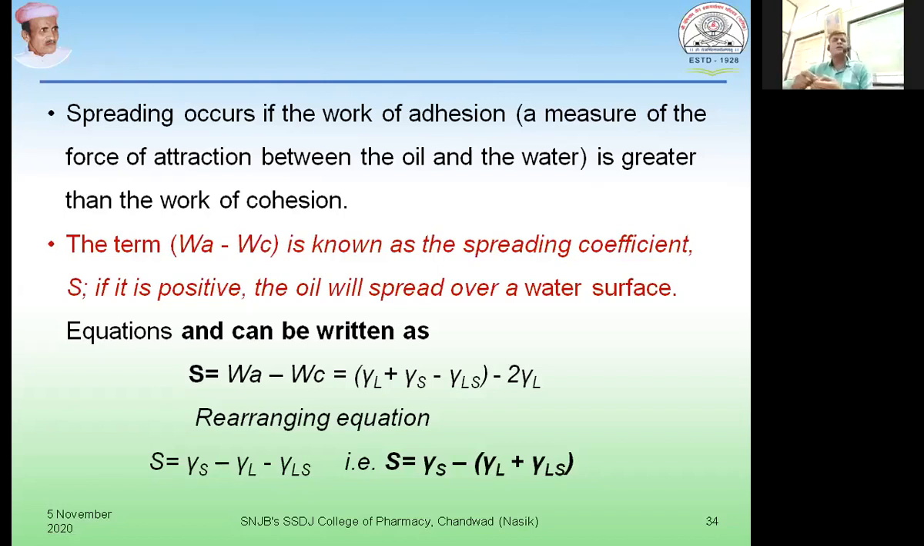We have determined the values of work of adhesion as well as work of cohesion. Putting those values into the equation and rearranging, we come up with the equation S equal to YS minus YL minus YLS. Rearranging and simplifying the equation, we come up with the final equation S equal to YS minus in bracket YL plus YLS.